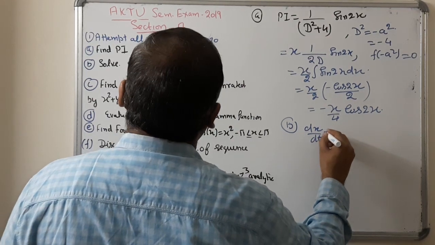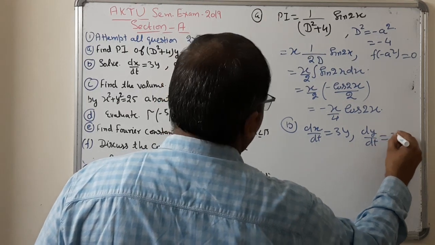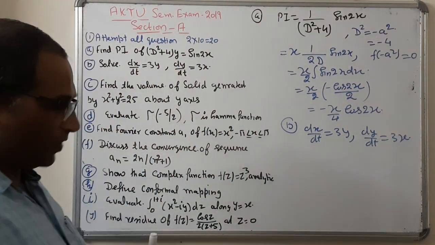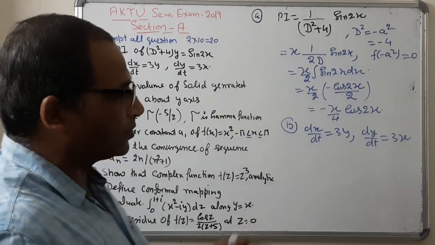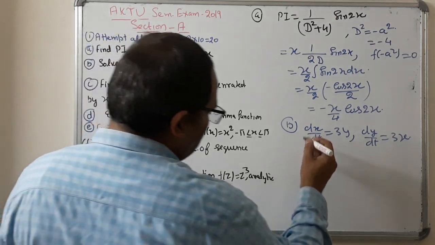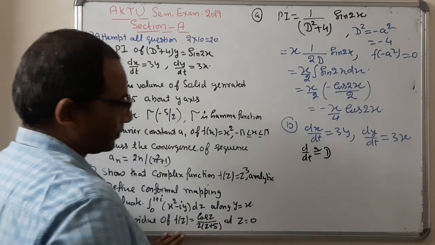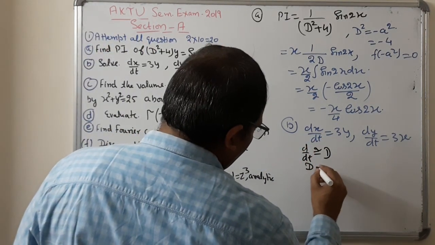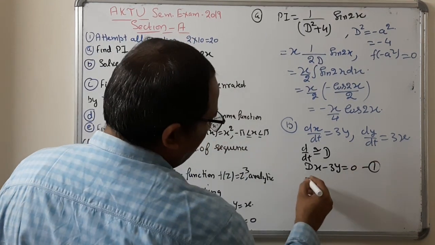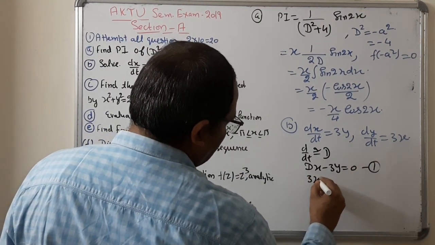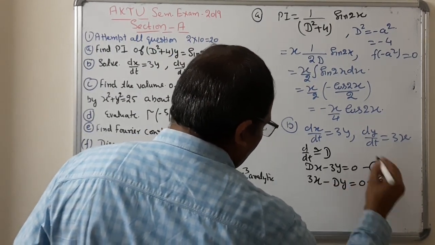dx upon dt equal to 3y and dy upon dt is equal to 3x. They are simultaneous differential equations and t is the variable. So you should remember to always write the solution in terms of t. If we say d is d by dt, we can write this equation as Dx minus 3y equal to 0, that is equation number 1. And the second one is 3x minus Dy equal to 0, equation number 2.